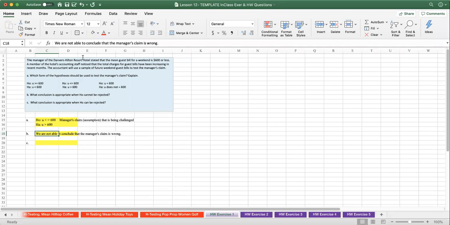And remember, the significance testing is what captures the probability of making a type 1 error. So we will account for that, but we're not going to be accounting for type 2 errors. So that's why we say we are not able to conclude that the manager's claim is wrong, as opposed to saying that the manager is right. I know it seems kind of trite, but that's how it's done.